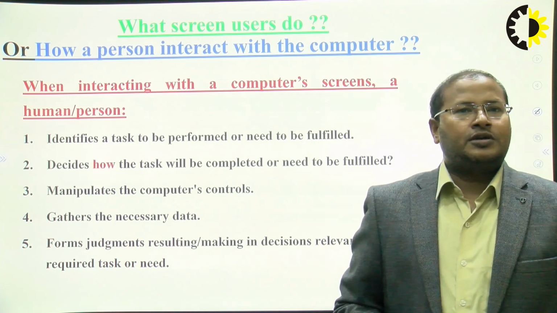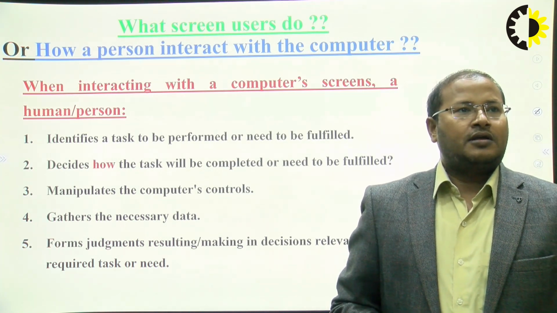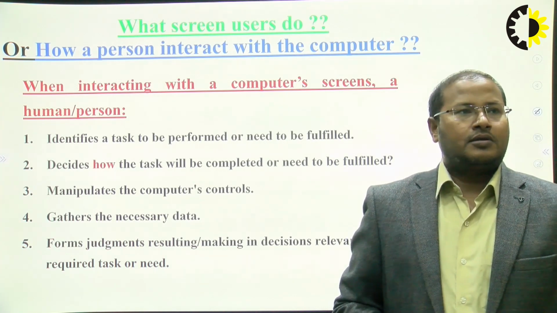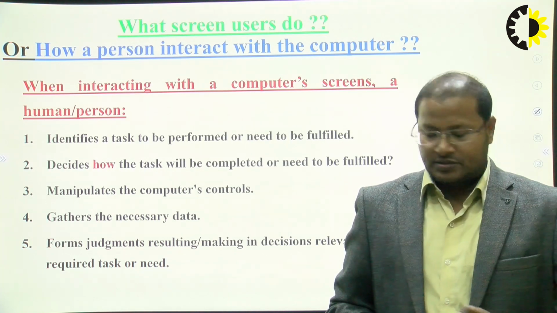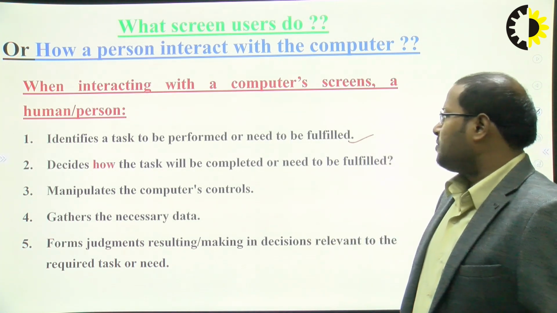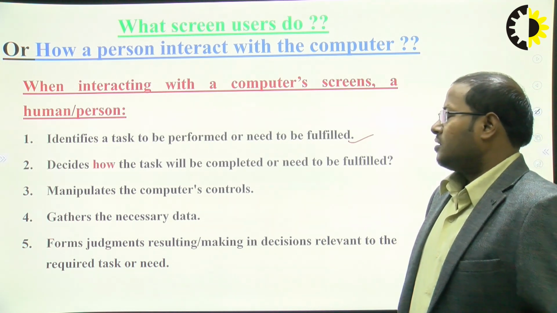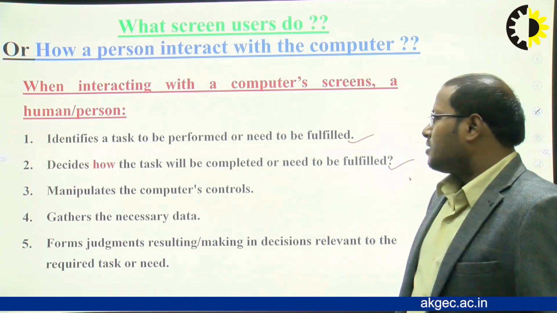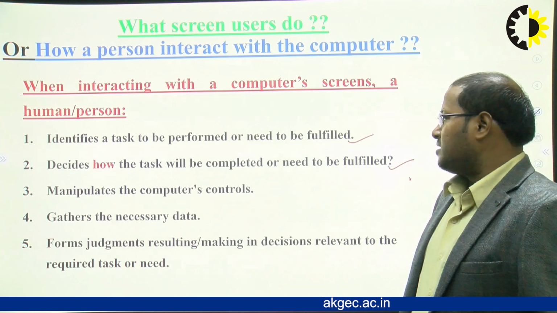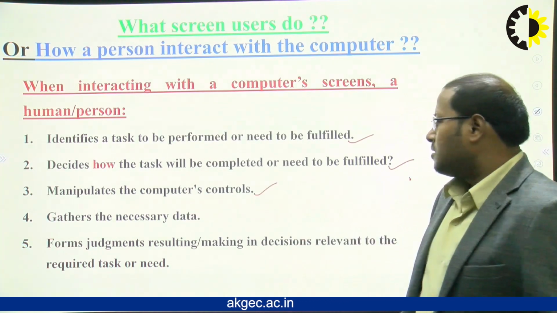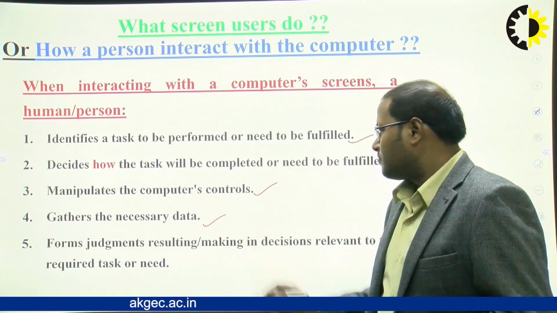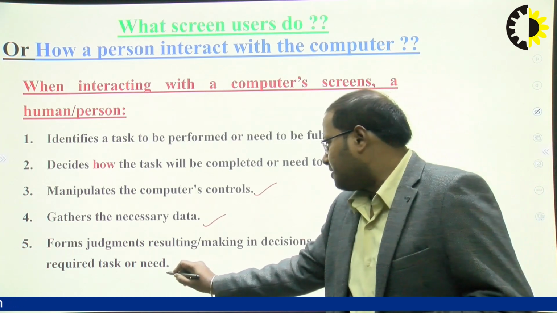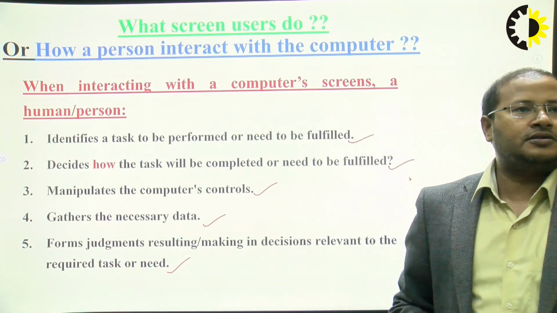Now, when a user wants to interact with a computer screen, what does the user do, or we can say, how does a person interact with the computer? When interacting with a computer screen, a person identifies a task to be performed or a need to be fulfilled. He will also decide how the task will be completed or the need fulfilled. The user manipulates the computer controls. He collects the necessary data. He forms judgments, making a decision related to the required task or need. These points I will discuss in detail.